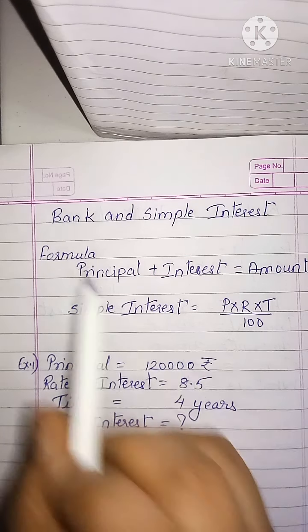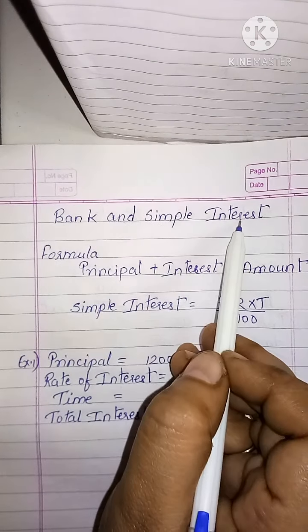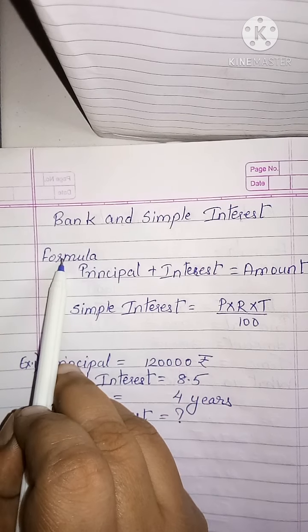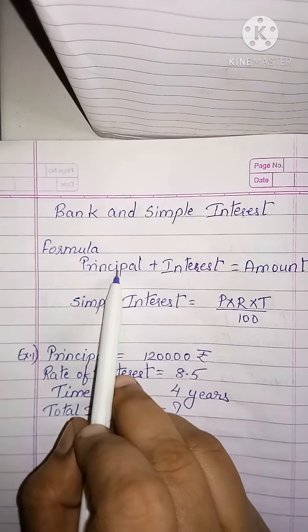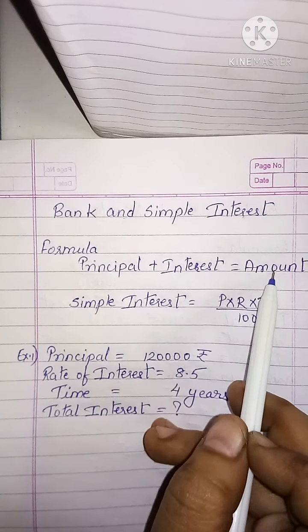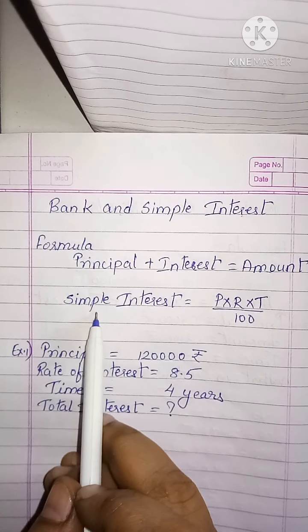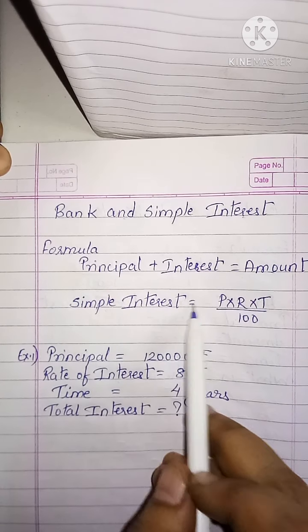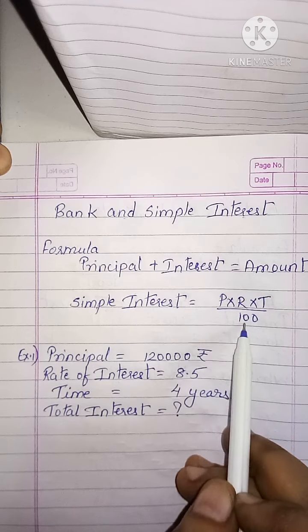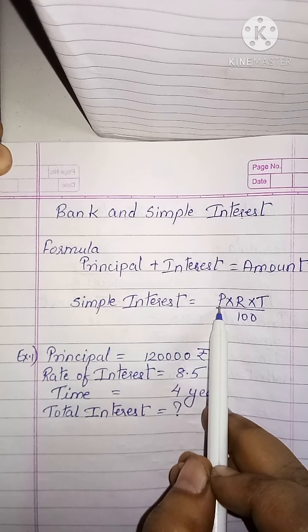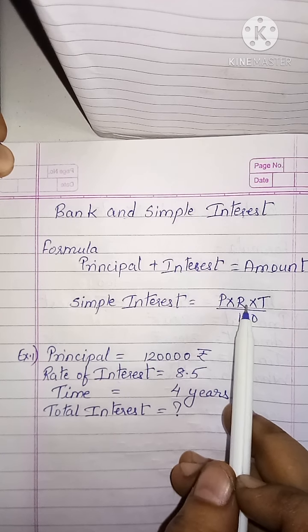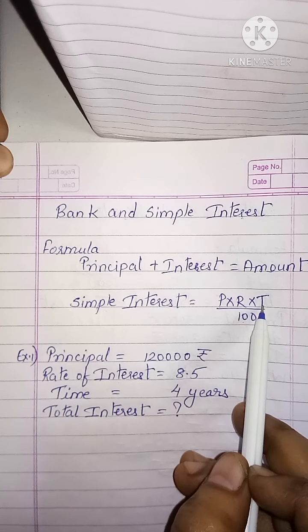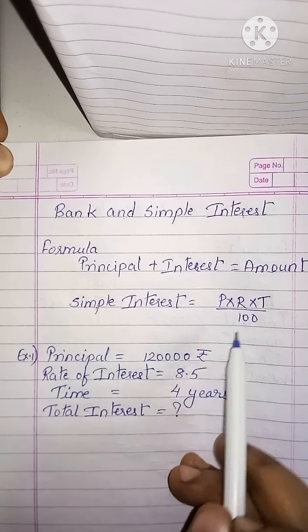Hello everyone, today we are going to learn bank and simple interest. First formula we have to follow, that is principal plus interest is equal to amount. Second formula is simple interest formula, which is equal to P into R into T upon 100. P stands for principal, R stands for rate of interest and T stands for time.